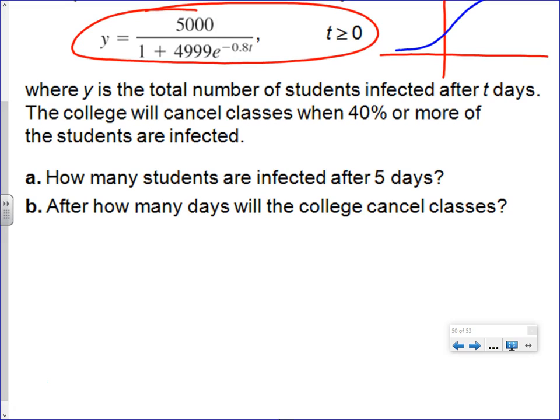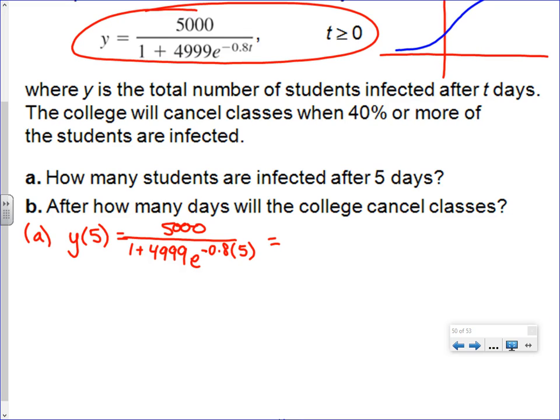So all we have to do for letter A is say, oh, easy cheesy. Find y of 5. Remember, not y times 5, y of 5. And where do I plug in the 5? Missy, what's representing the 40%? Because that's going to be the limit. No. Well, 40% is not the limit because that's when they're going to cancel classes and just let kids get better. The flu can still keep spreading in the hallways. They're just quarantining, not letting people come on campus or go off. 5,000 over 1 plus 4,999 e to the negative 0.8 times 5.